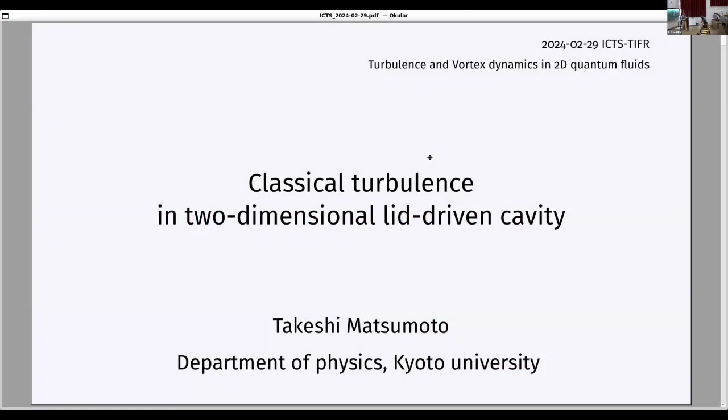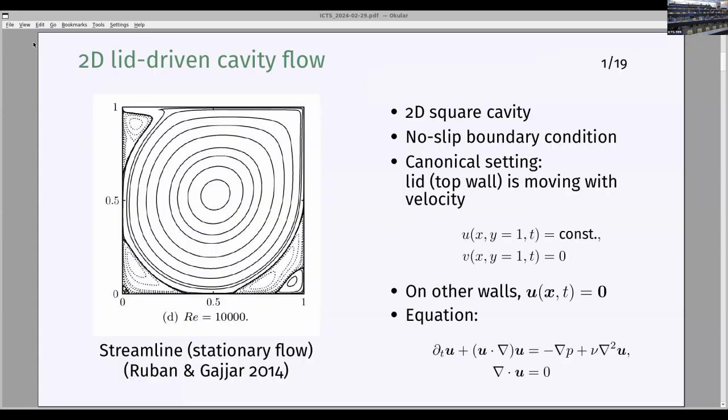Hello, everyone. So I will talk about the classical turbulent flow in a two-dimensional so-called lid-driven cavity. It's jargon, I think known among the computational fluid dynamics community. And usually this lid-driven cavity is used as a benchmark for new methods, for example, if you find a new discretization method, you usually use this lid-driven cavity flow as a benchmark.